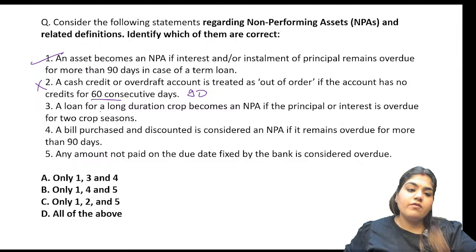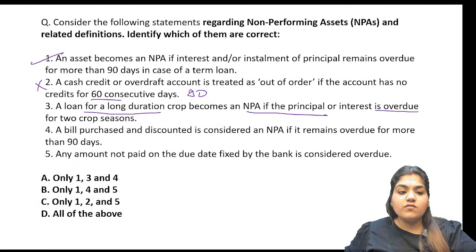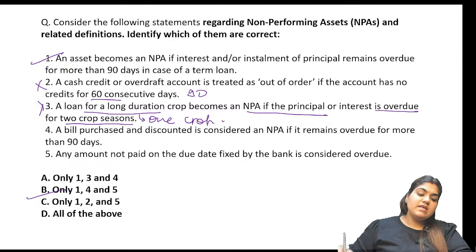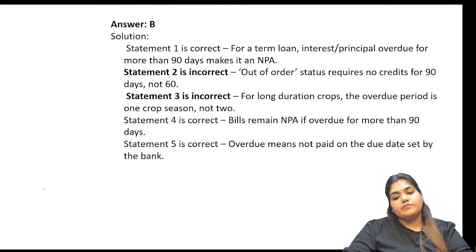Third is also incorrect. For a loan, it is NPA if principal or interest is overdue for one crop season. For short term it is 2 crop seasons. For long term it is 1 crop season. Statement number 3 is also incorrect. That will give us B as the correct answer.